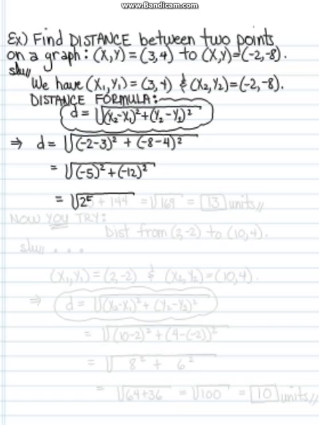And if we square those, we get positive numbers, of course. The square root of 25 plus 144 is the square root of 169. That's the number 13. So it's 13 units. That's the distance from the first point to the second.